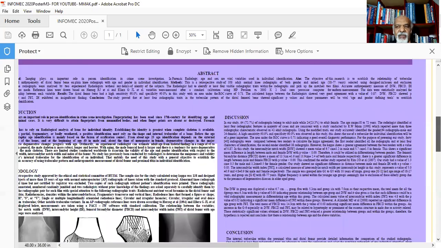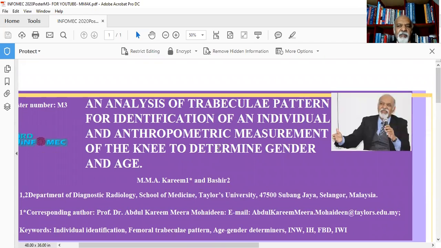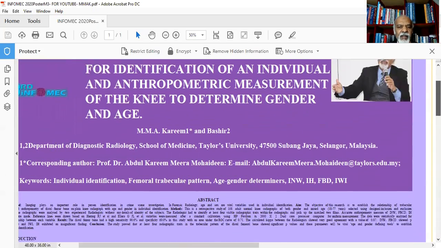I have chosen this topic of research for presentation today, an analysis of trabecular pattern for identification of an individual and anthropometric measurement of the knee joint to determine gender and age. My co-researcher was Dr. Bashir.